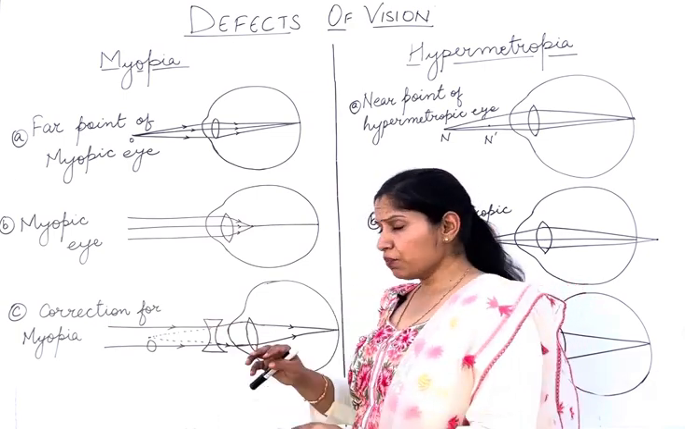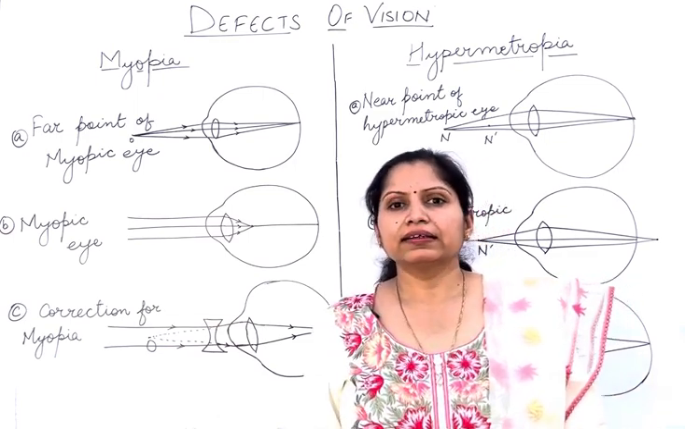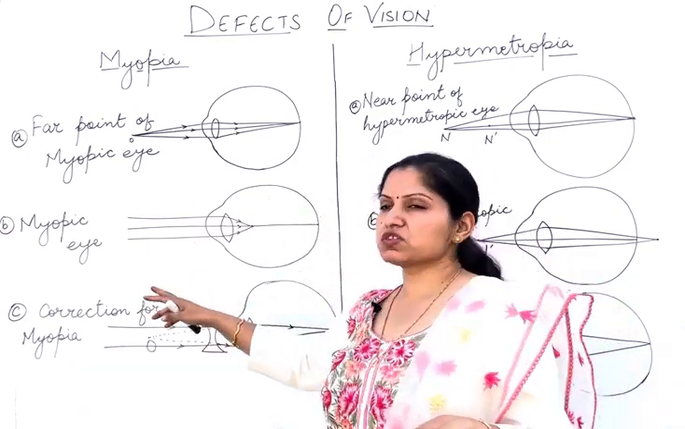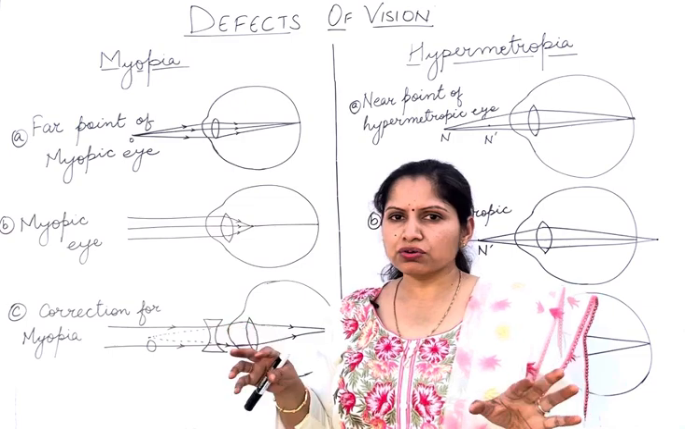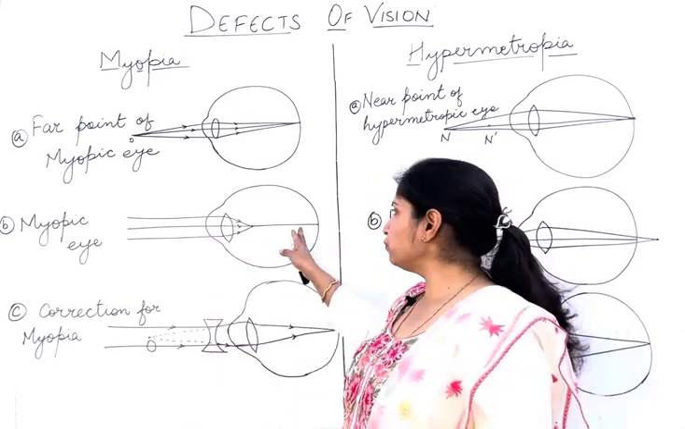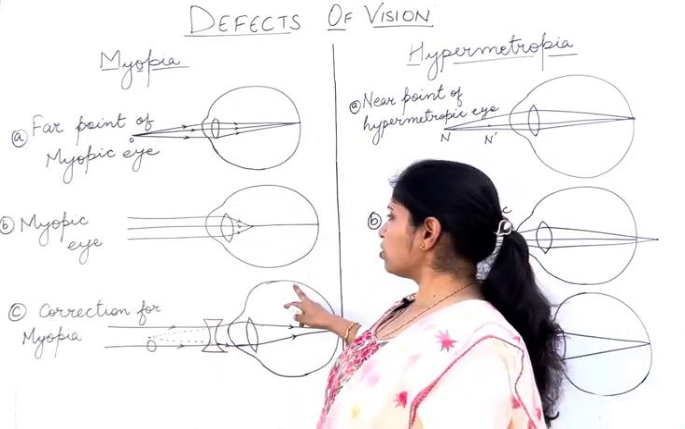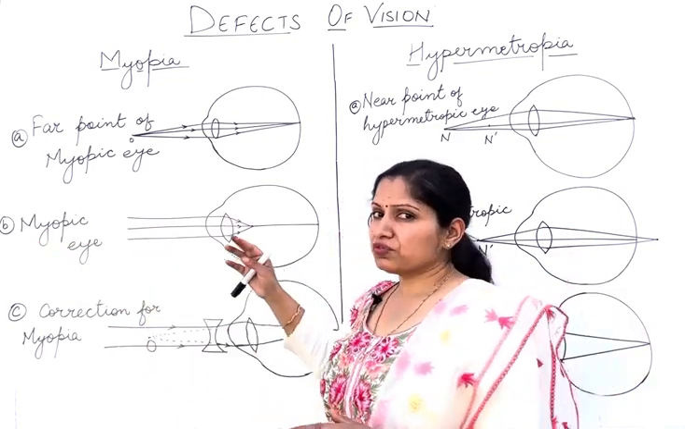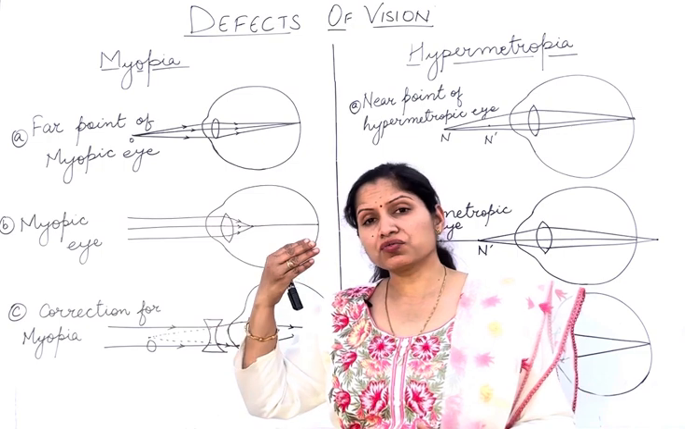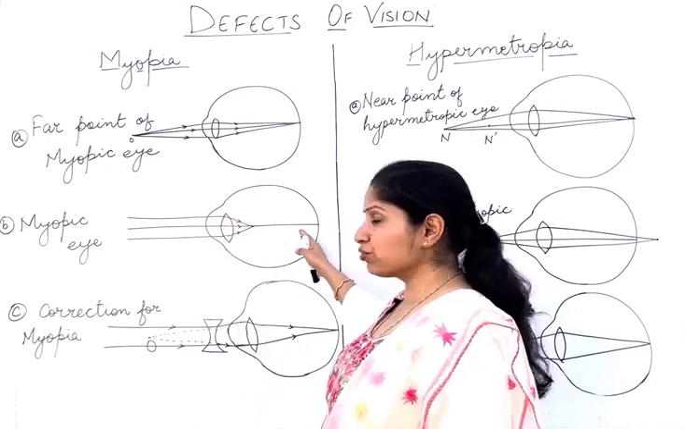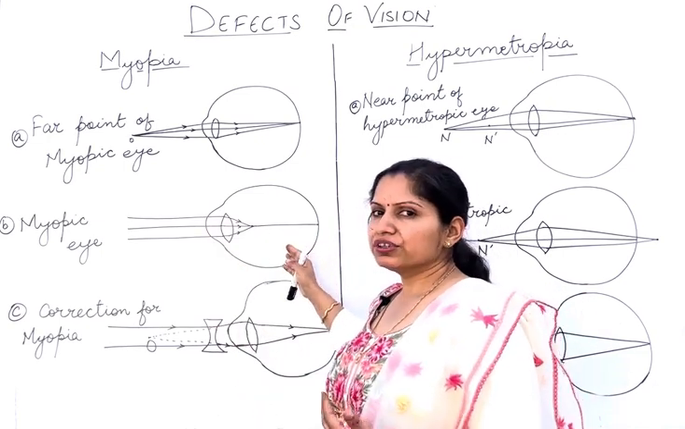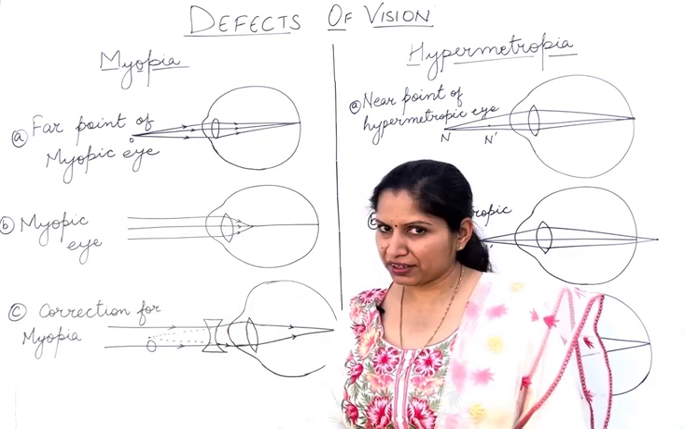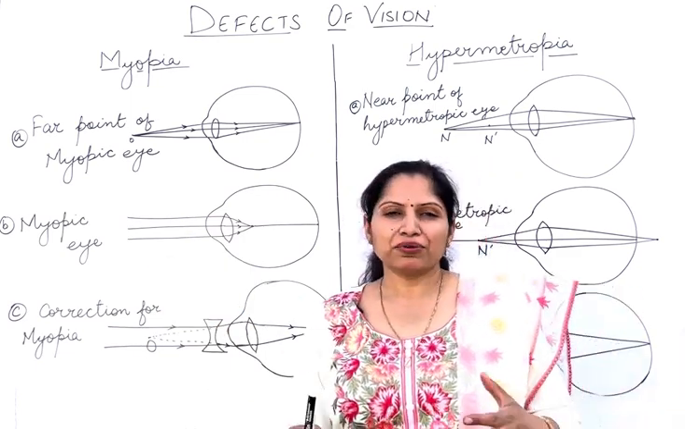Next, probable cause could be that the size of the eyeball is big. Converging power was okay, but how could the image be formed on the retina? The eyeball size is too big. Okay, so in that case also the image could not be formed on the retina, because for that the rays have to go to a great distance. So they converge just in front of that only. Okay, so how to remember that.